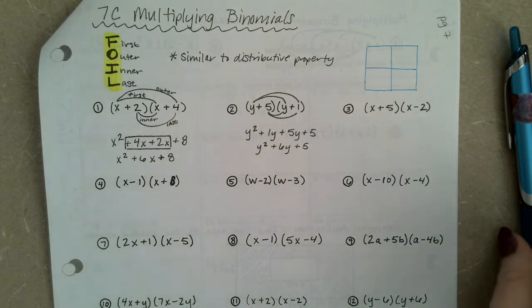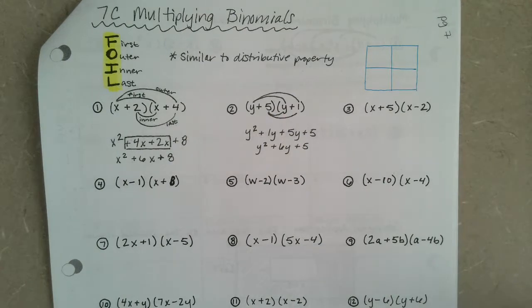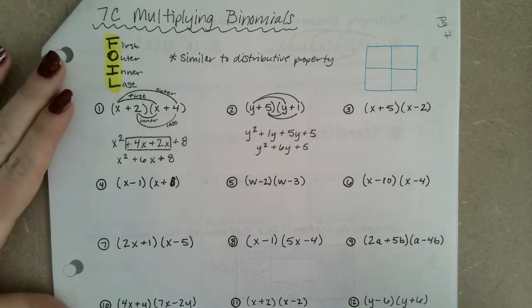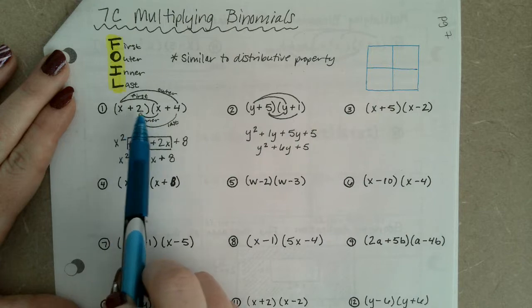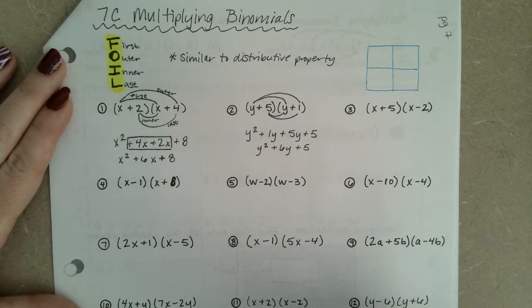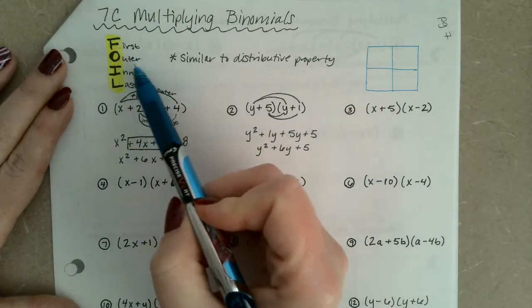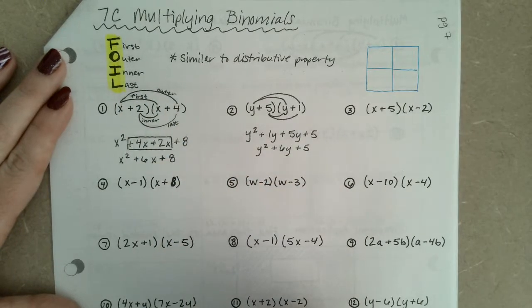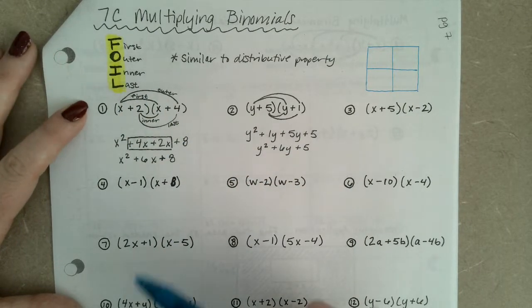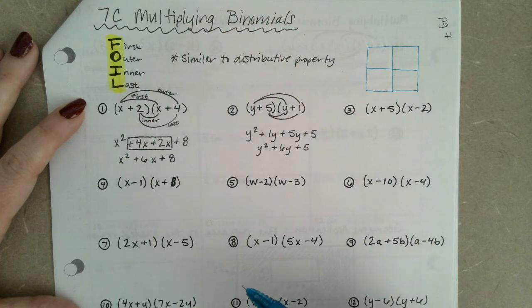Today we're looking at section 7C, which is multiplying binomials. Remember, binomials have two terms, and we're going to use the FOIL method. So it's first, outer, inner, last is the pattern that we're going to multiply with. So this is similar to the distributive property, which you'll kind of see as we get through our examples here.